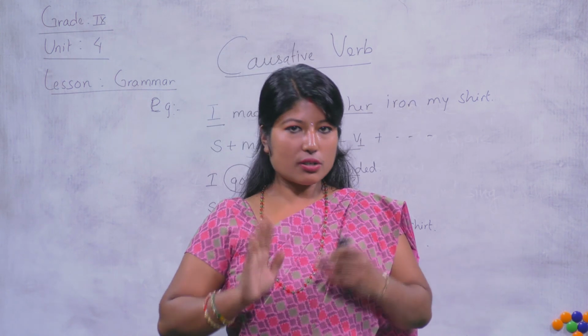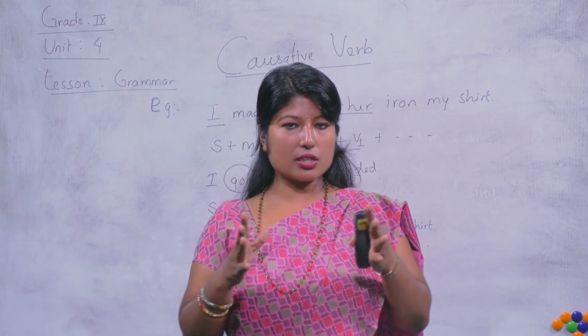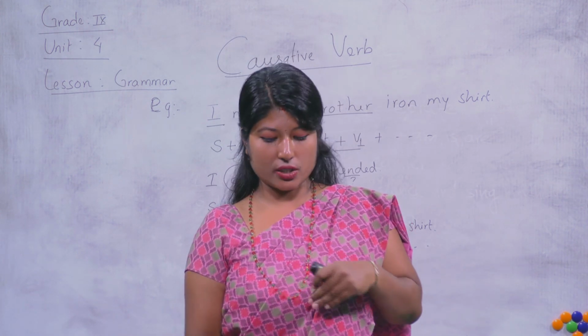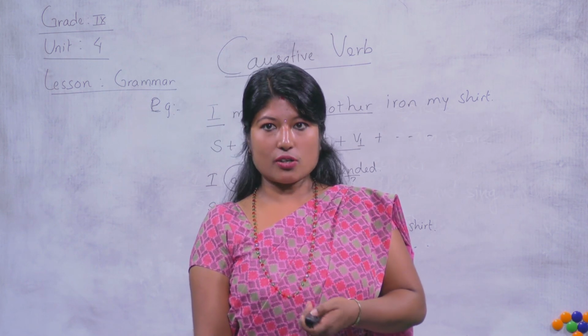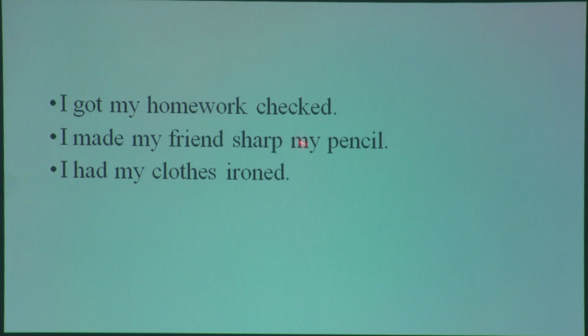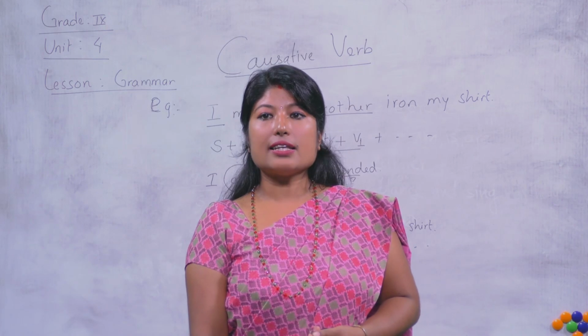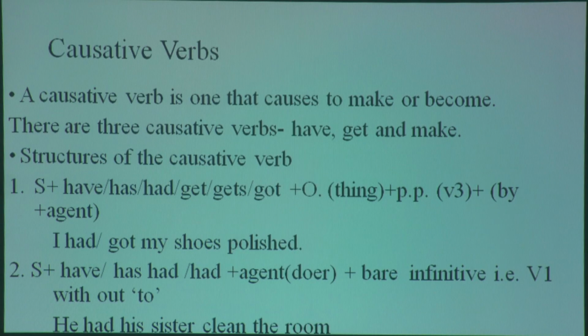Okay, so I hope you got this lesson and use causative verbs in the correct way. For that, let me give you some examples. I got my homework checked. I made my friends sharpen my pencil. I had my clothes ironed. These are the examples for the exercise that we discussed just before, put into practice, and then a short, quick revision of a few minutes.